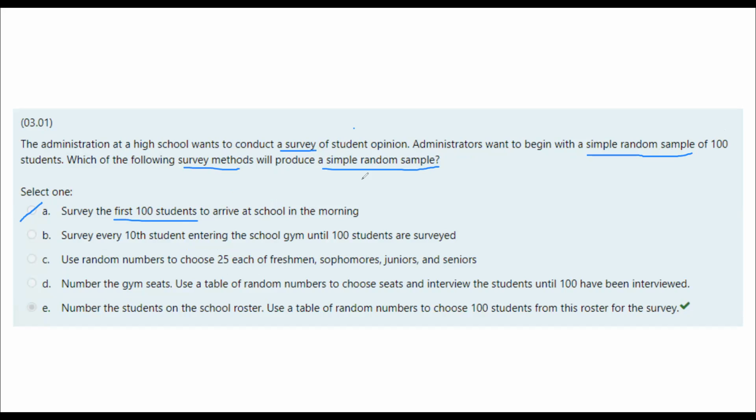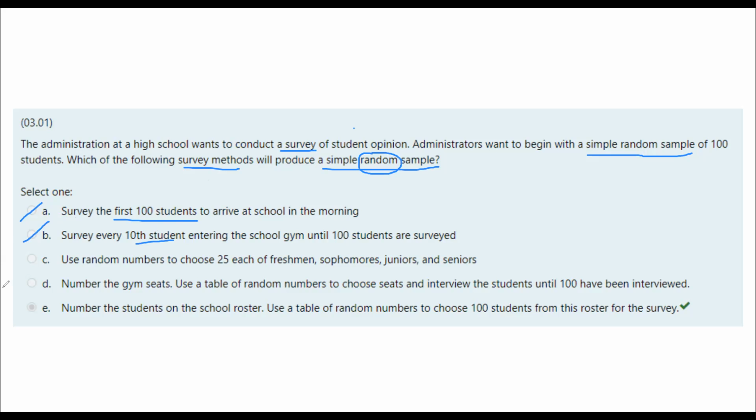For it to be random, everyone chosen should, any person that goes to the school should have an equal opportunity to be involved. And the first 100, there may be something different about the early comers than the other ones. So that's why A is not right. That's not random. Survey every 10th student. That is not simple random. That's systematic. Anytime you have a TH thing.